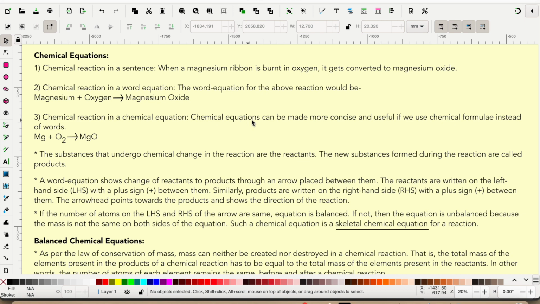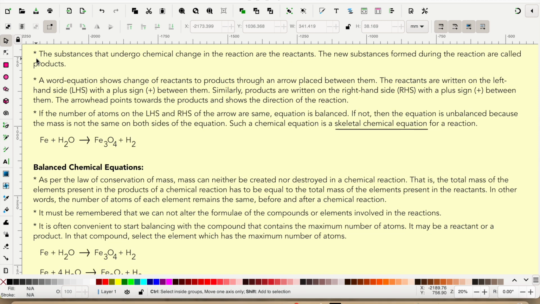Chemical equations can be made more concise and useful if we use chemical formula instead of words. For example, magnesium is represented by Mg, oxygen by O2, and magnesium oxide by MgO. Now let us talk about the structure of a chemical equation. These are called substances. Substances are elements or compounds that participate in a chemical reaction. The substances that undergo chemical change in the reaction are the reactants. The new substances formed during the reaction are called products.